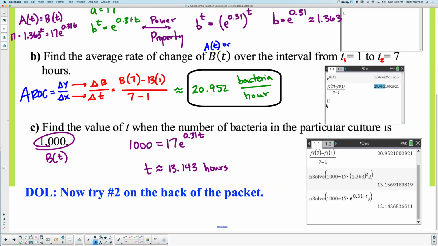And this would be hours. And with that, y'all can try deal well number 2. Deal well number 2.